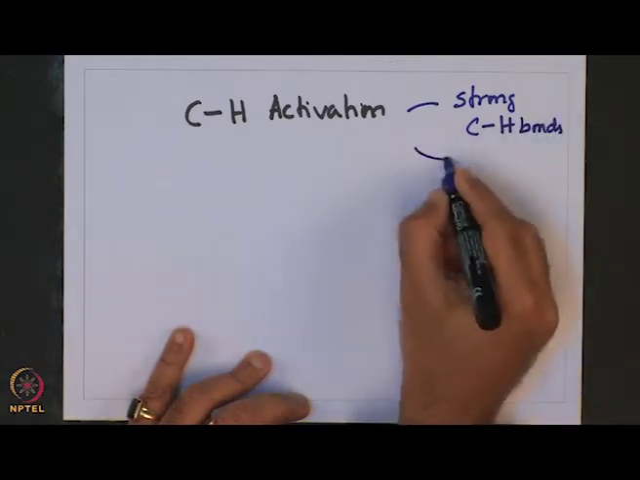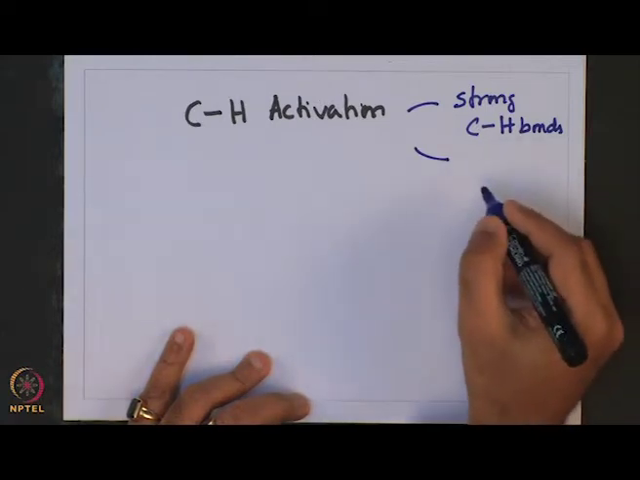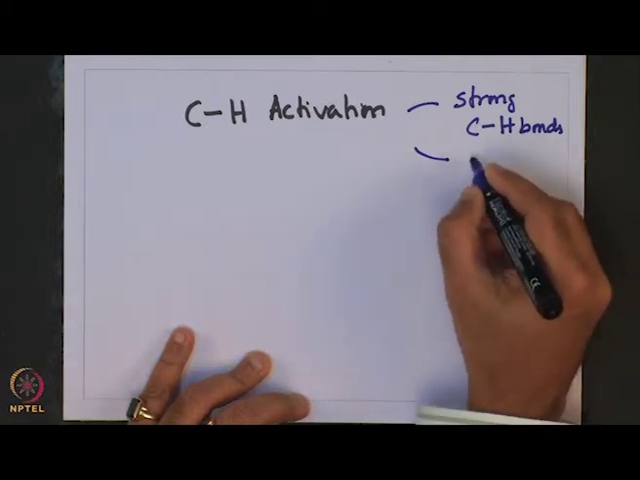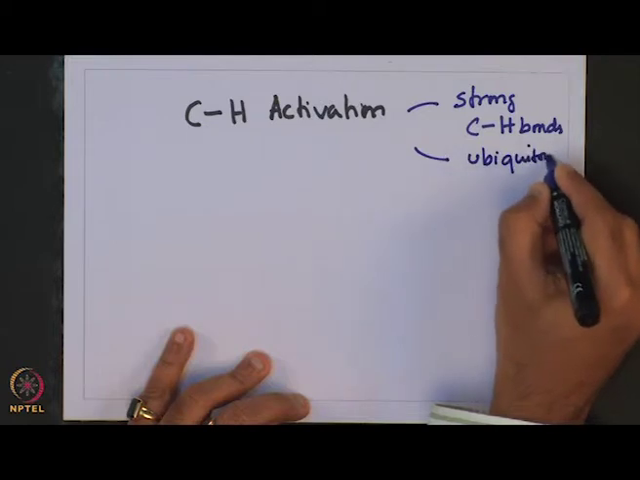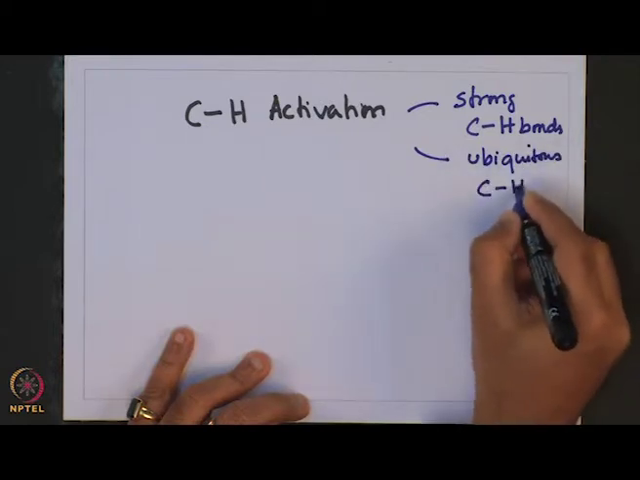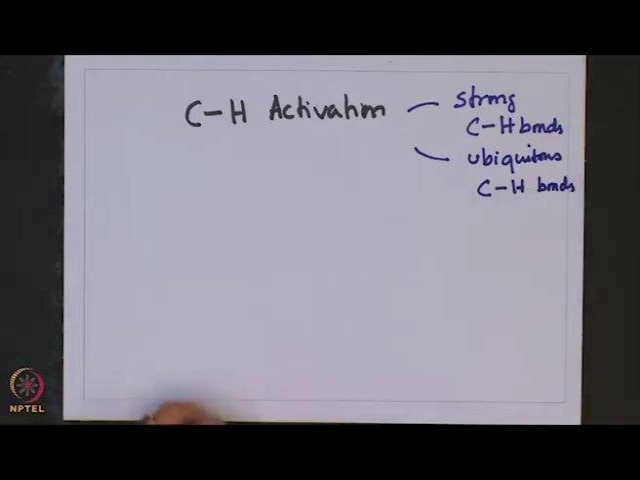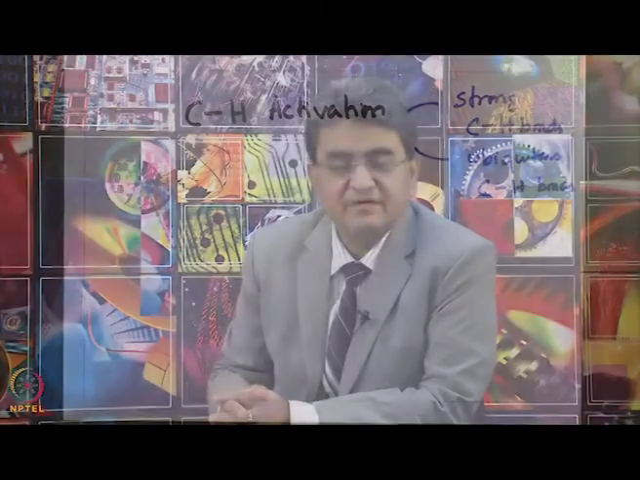and also because of the large number of CH bonds present in several compounds, their ubiquitousness also poses a selectivity problem in CH activation chemistry. So, these bonds are difficult to break and also very difficult to cleave selectively.